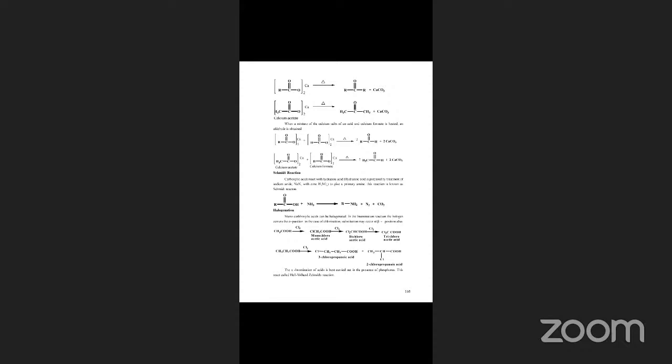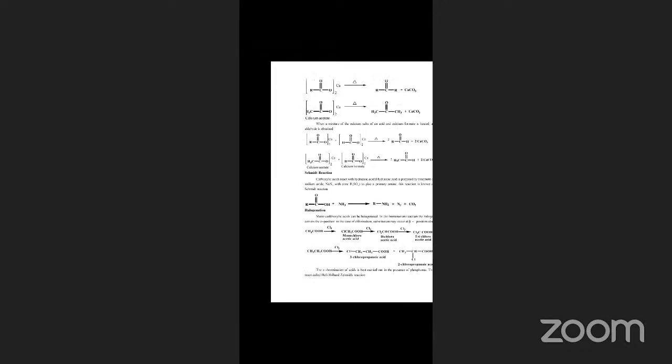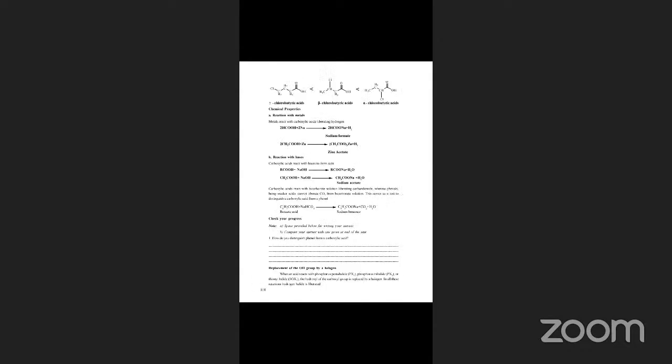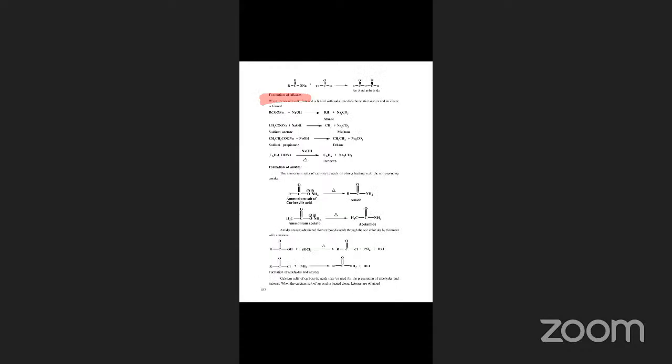Someone messaged me about carboxylic acid chemical properties. These are all chemical properties. Just put the heading: chemical properties of carboxylic acid. These are all properties. So reaction with metal, reaction with bases, ester formation and anhydride formation, these are all our chemical properties.